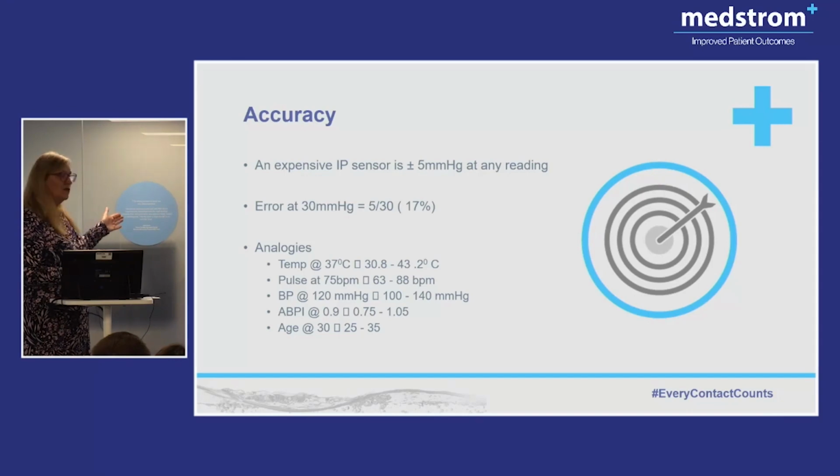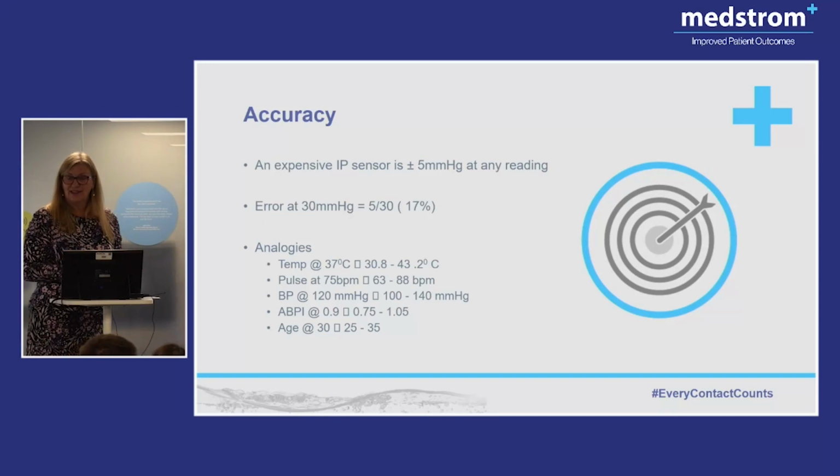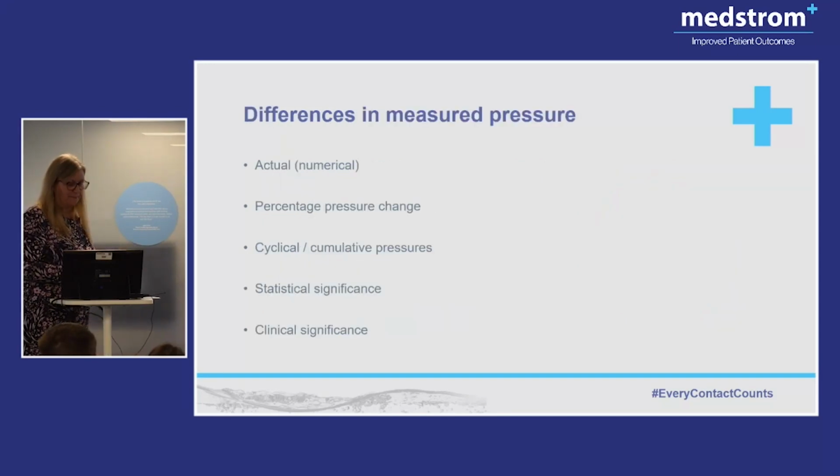Blood pressure, again, not as wild. ABPI, the difference between 0.75 and 1.05. And if you're 30 and somebody says you're 25, you're very pleased. And not really pleased if they say you're 35. So it does matter, doesn't it? We need to think about it.